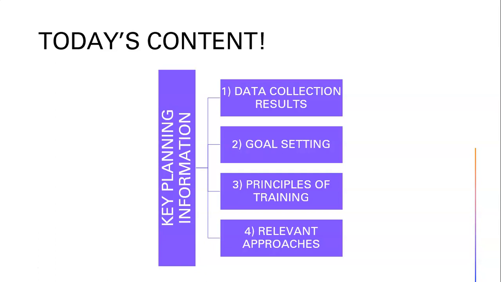Revisiting our success criteria again, let's consider what key planning information actually is. In order to plan an effective PDP, we need to make sure we use our data collection results from the first stage of the cycle of analysis. We then must use these results to help us set SMART goals. We then must follow the principles of training for physical fitness, or if you are planning a PDP for a physical skill, the principles of effective practice. Both of these help us design an effective PDP. And finally, we must select and utilise a range of relevant and specific approaches to our weaknesses.